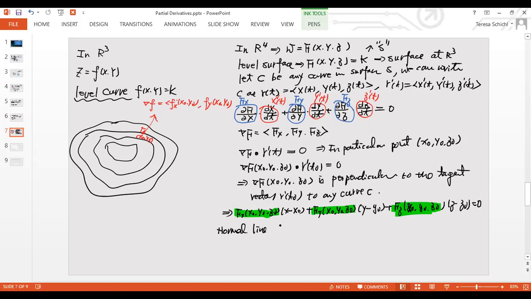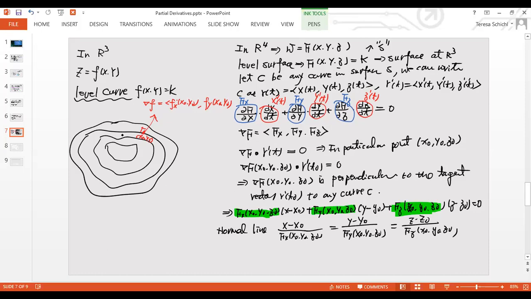So that means the normal line, if I use the symmetric form, will be (x minus x0) over f_x(x0, y0, z0) equal to (y minus y0) over f_y(x0, y0, z0) equal to (z minus z0) over f_z(x0, y0, z0). So how is this related to R4?